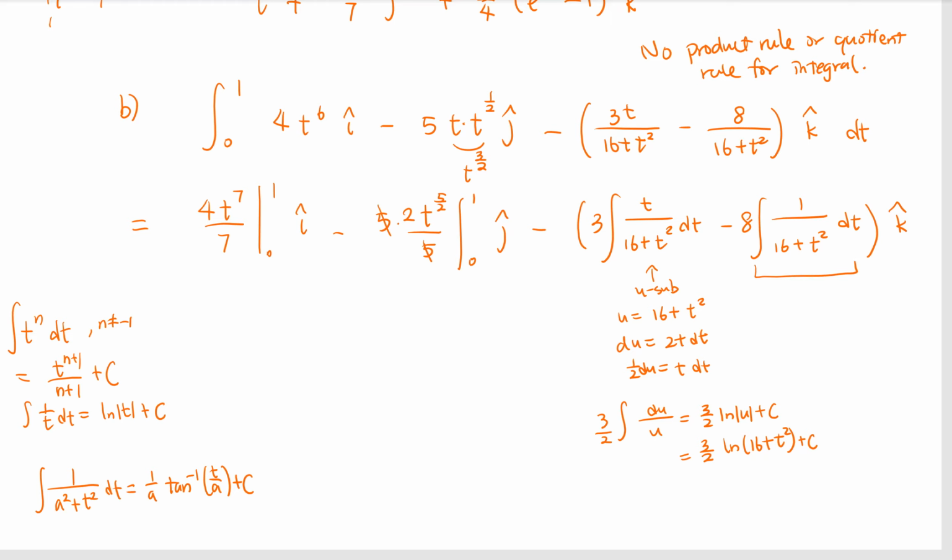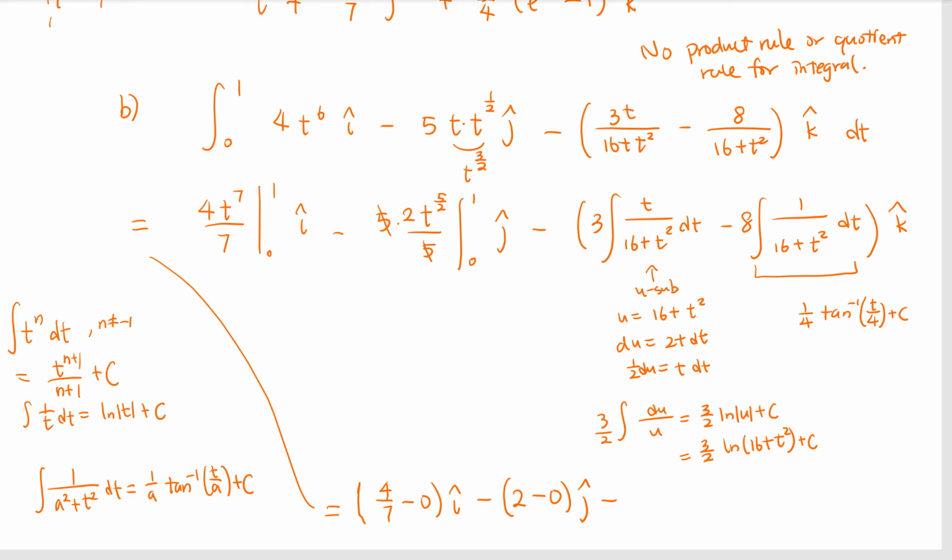Well, what is a? A squared is 16, so a is 4. So this guy is 1 over 4, not including the 8 in front, 1 over 4 arctangent of t over 4 plus c. So now let's continue here. We plug in 1, so 4 over 7. When we plug in 0 it is 0. I minus 2. We plug in 1, we get 2. We plug in 0, we get 0.